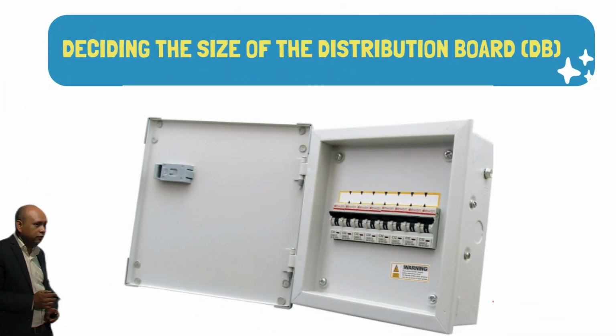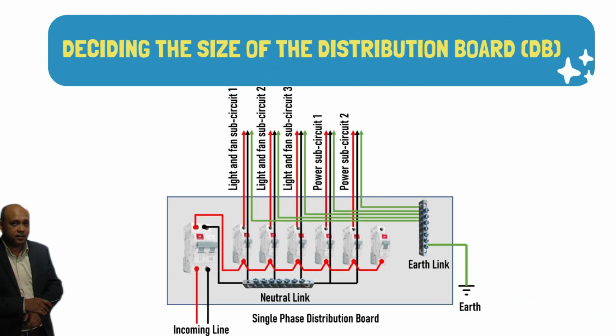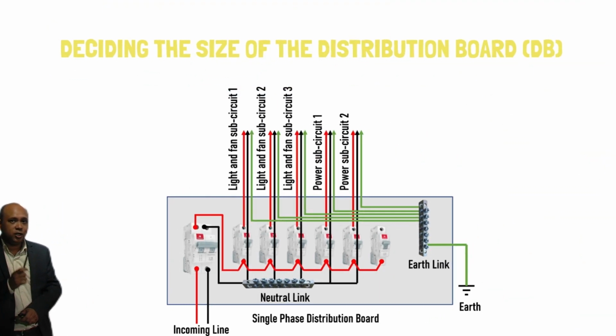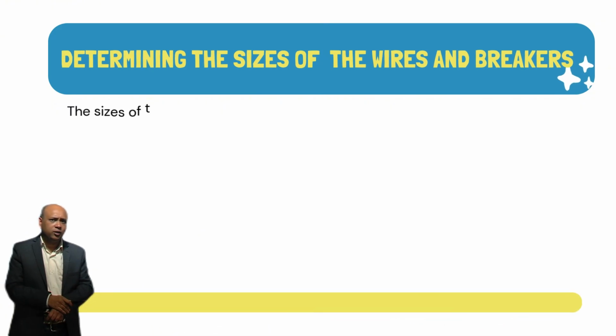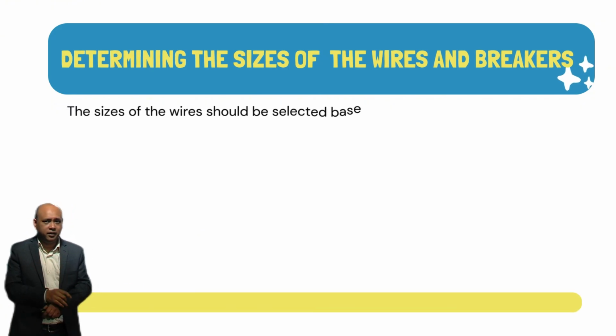So this is a picture of an A2A distribution board. Now that we have determined the number of sub-circuits, switchboards and the size of the distribution board, let's move on to determine the size of wires and breakers.